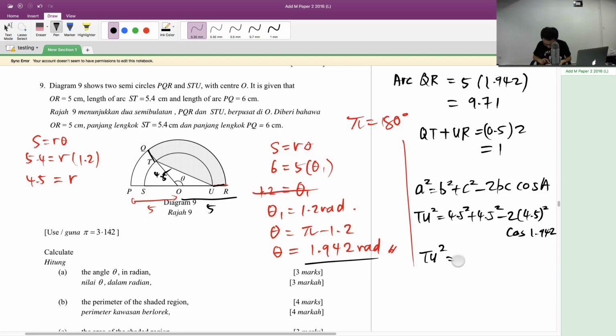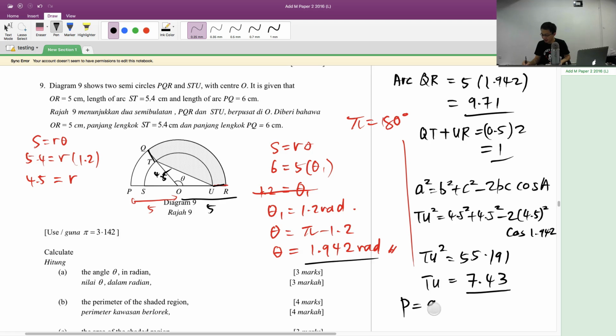So this is 4.5 squared plus 4.5 squared minus 2 multiplied by 4.5 squared multiplied by cos 1.942. I will get 55.191. Then I square root the answer to get TU, because the square is still here, I need to square root. So it's 7.43.